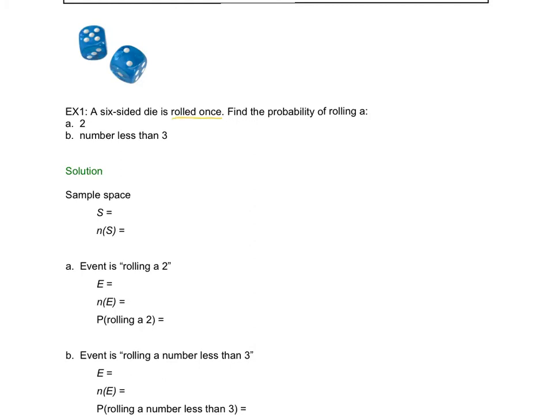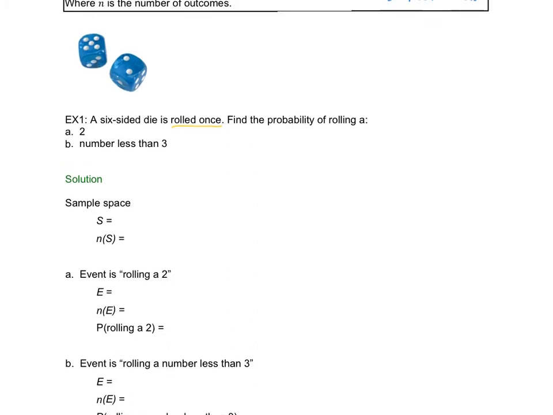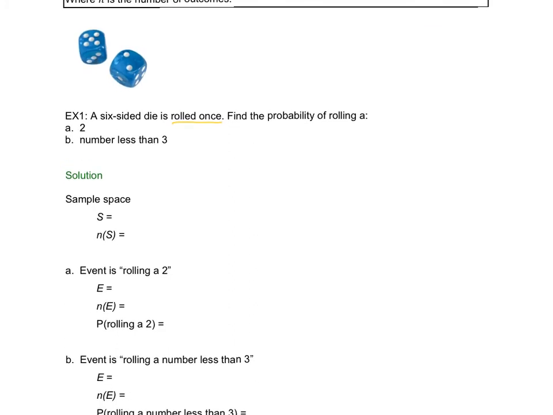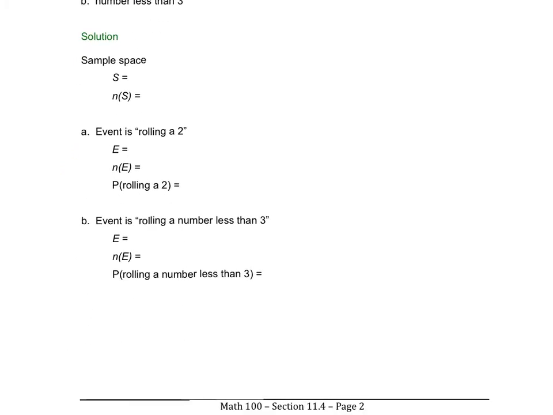So we want to find the probability of rolling, in part A, a 2, in part B, a number less than 3. So let's look at the solution. Well, the first thing I want to do is figure out my sample space. Your sample space would be all possible outcomes, and in this case, it's going to be the set of 1, 2, 3, 4, 5, 6. So those are all the possible numbers I can roll when I roll that standard six-sided die. So the number of items in my sample space is 6.